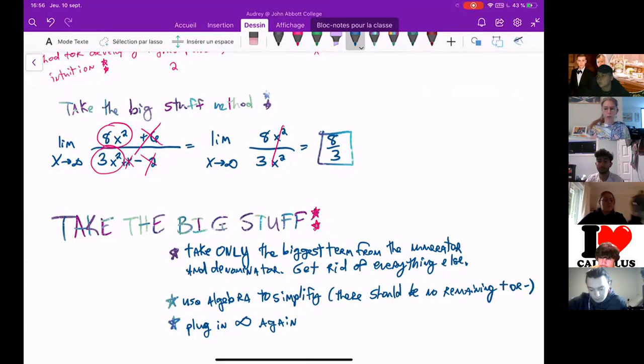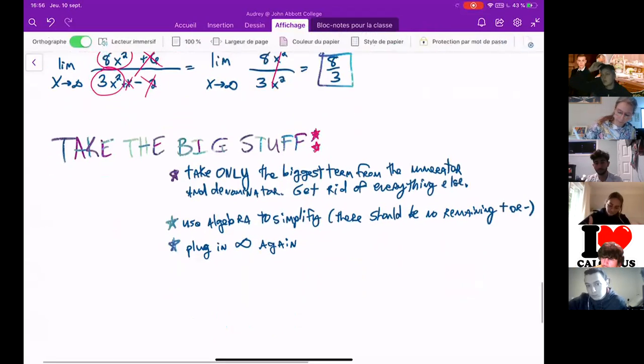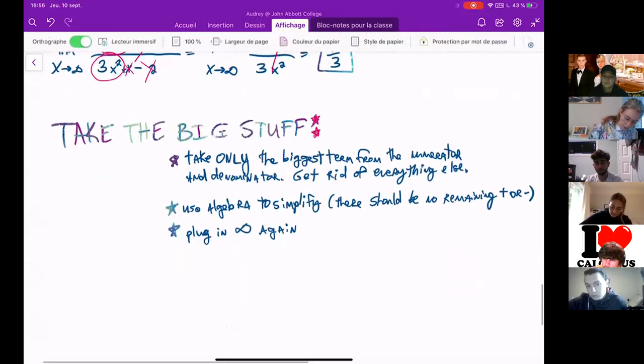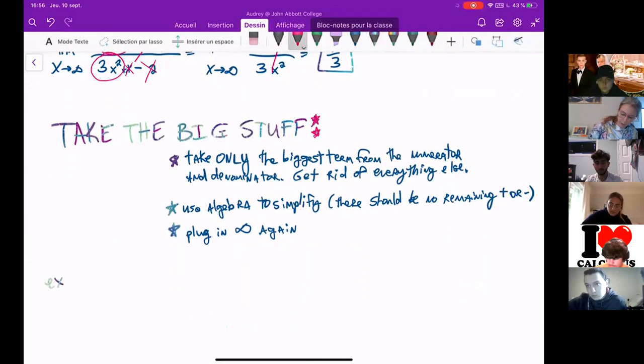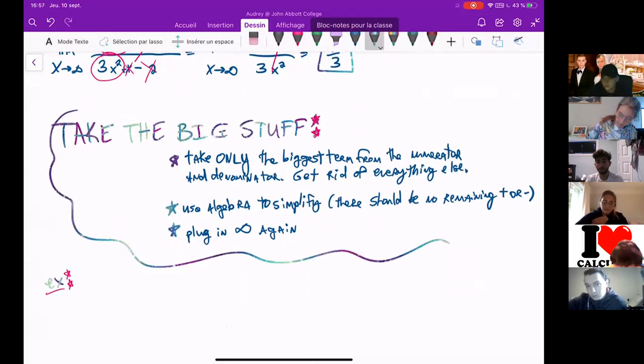Okay, so let's look at this function that we just did. I was talking about infinity over infinity as a battle of infinities. In this particular one, it turned out that the infinities balanced each other out. The top infinity wasn't stronger, making it infinity. The bottom infinity wasn't stronger, making it 0. They balanced each other out, and we ended up with 8/3. So let's keep that in mind as we go on to this next problem. We're going to do the next problem by taking the big stuff. And I'm going to put a circle around this because it's a method.